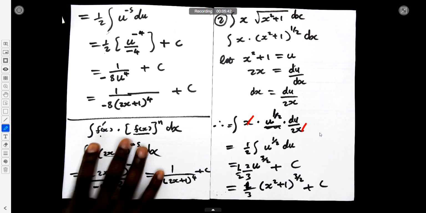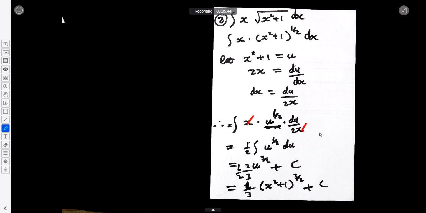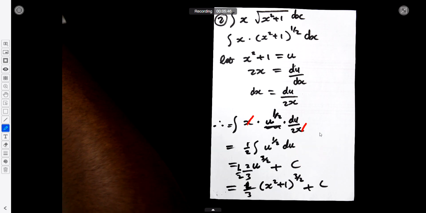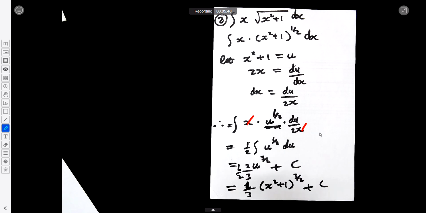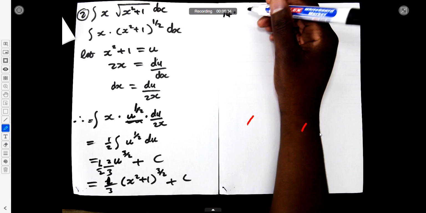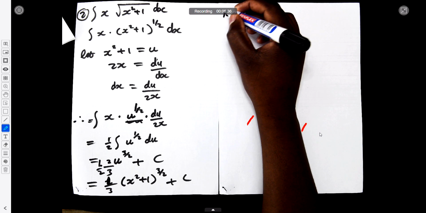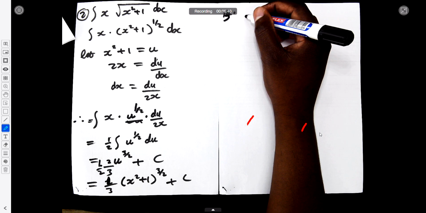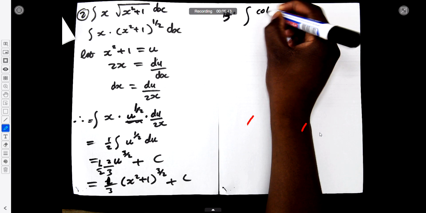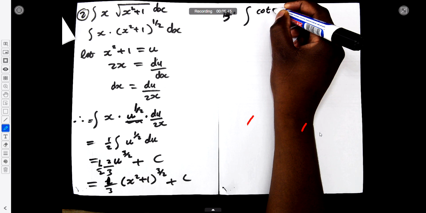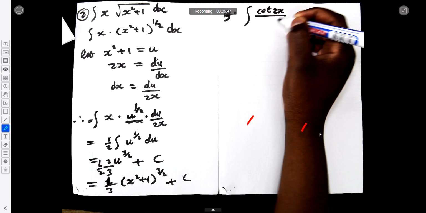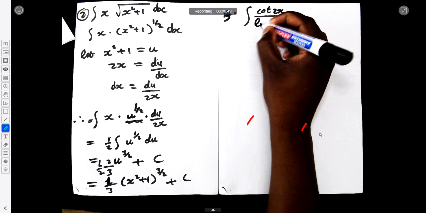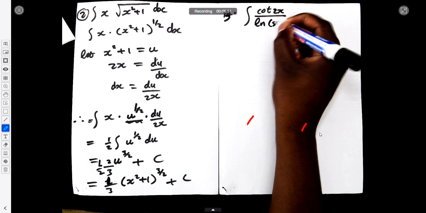So we missed that factor. Okay, that's number 3. So let's say maybe we look into the integral of cot 2x, all divided by ln of sine 2x.